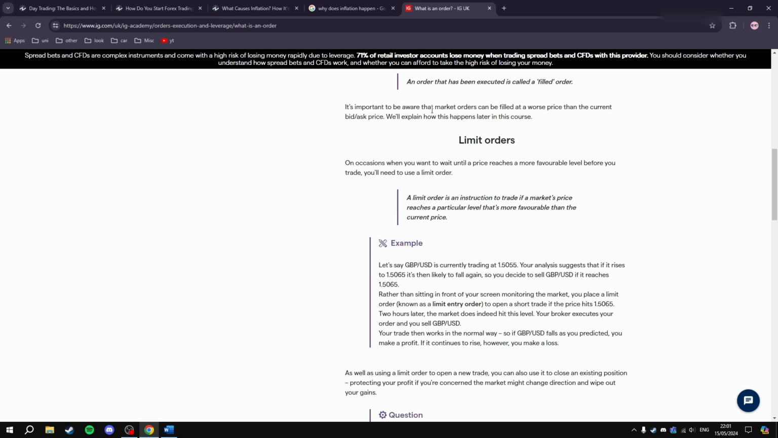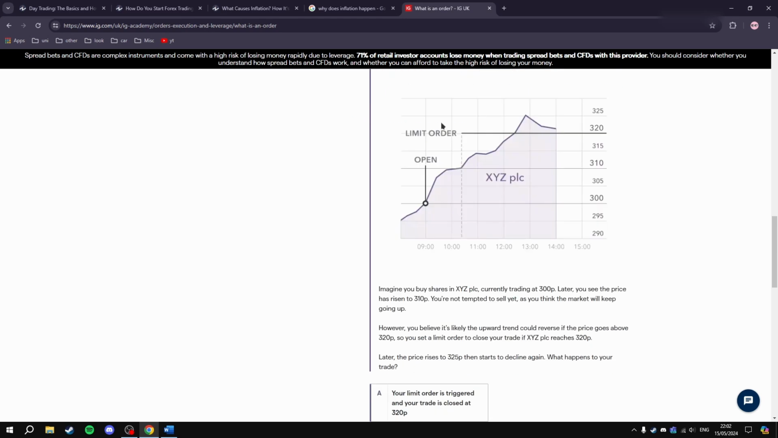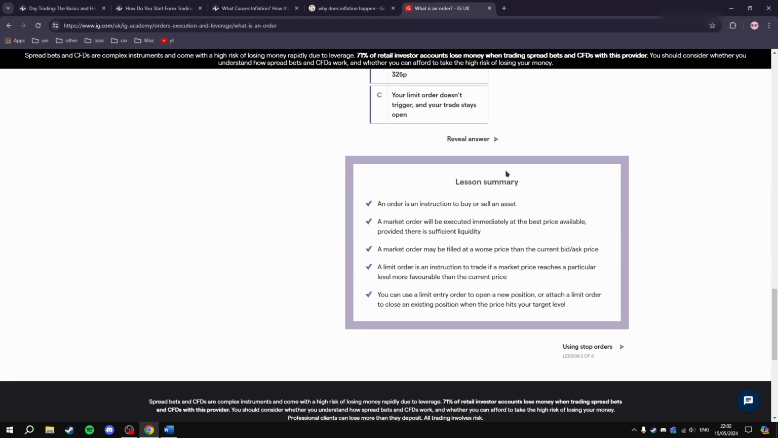And then we also learned about limit orders. Limit orders are used when you want to wait for a price to reach a certain level before you trade. A limit order is an instruction to trade if a market's price reaches a particular level that's more favorable than the current price. We went through this question and a lesson summary as well.